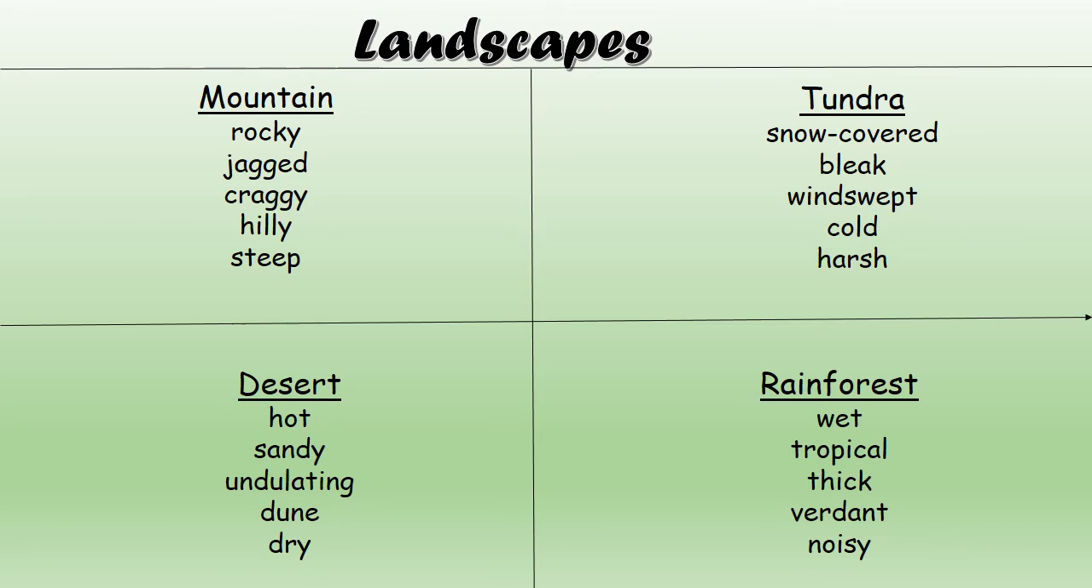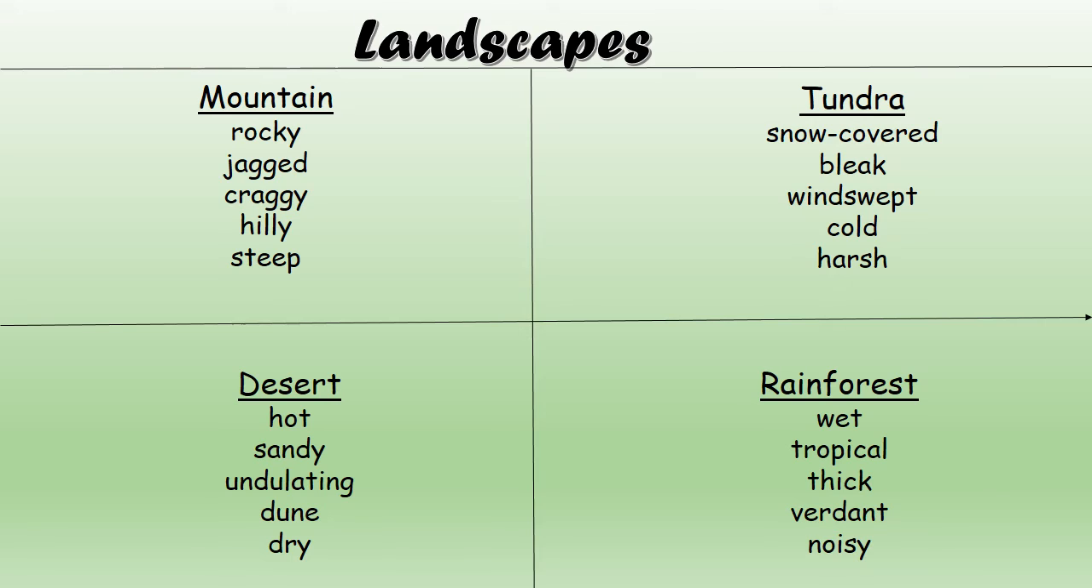The tundra can be described as snow-covered, bleak, hardly anything living or surviving there, windswept, certainly cold, and harsh. Harsh means it would be a very difficult environment to live in.